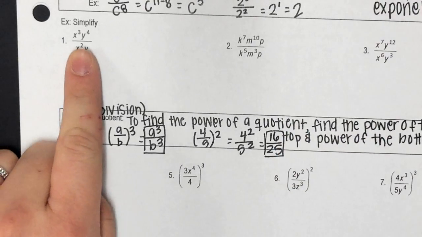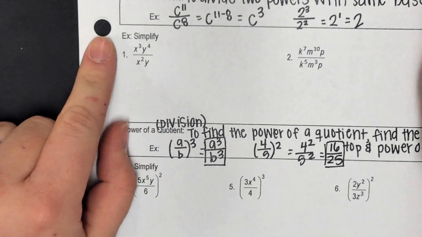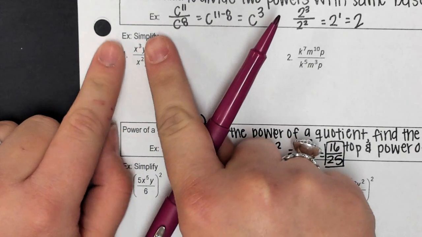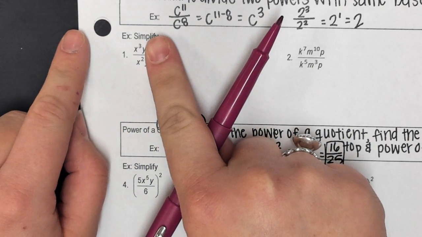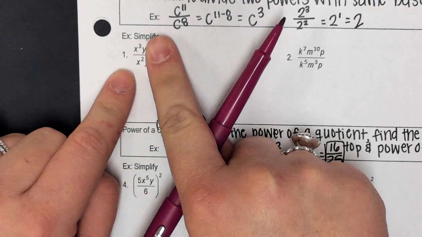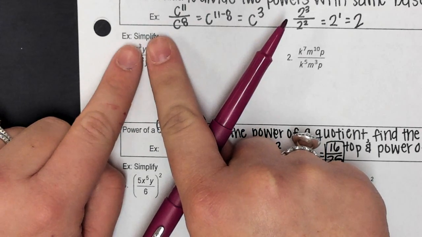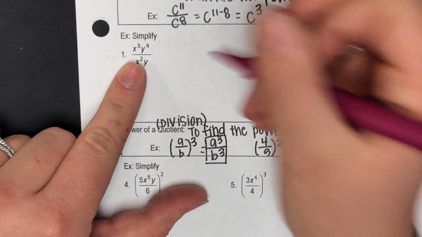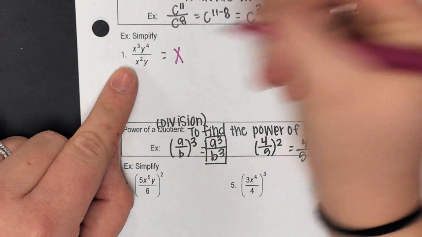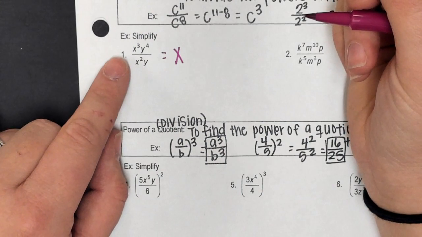Number 1. We have two different bases here. We have x and we have y. Let's do x first. So ignore the y's. I have x to the 3rd over x to the 2nd. Same base, yes or no? Yes. So we need to subtract their exponents. So 3 minus 2 is 1. So we have x. Good, yeah. You can just put x. You don't have to put 1.